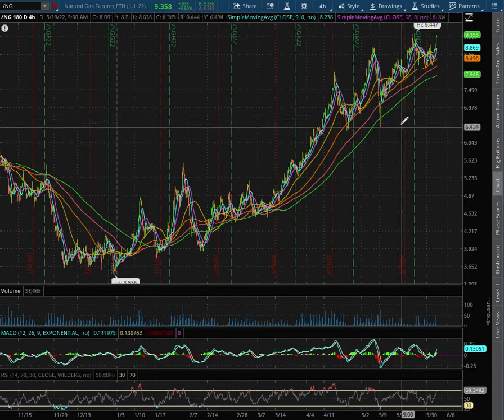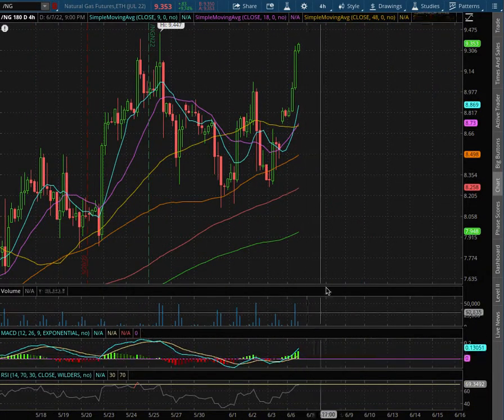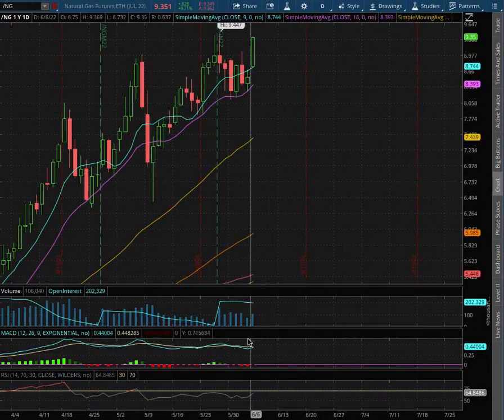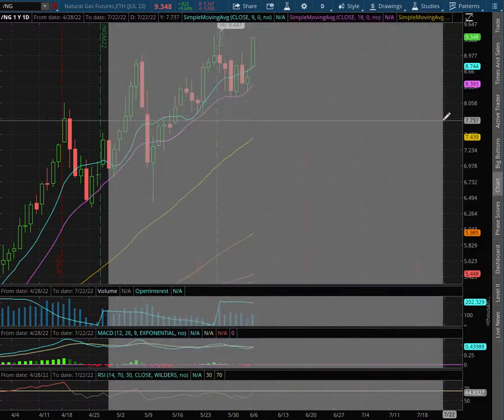With the 4-hour chart, we are in positive MACD and approaching overbought condition with the RSI. As we extend that further to the daily chart, we remain in positive MACD, seeing signs of a convergence, and we're nearing overbought condition with the RSI.